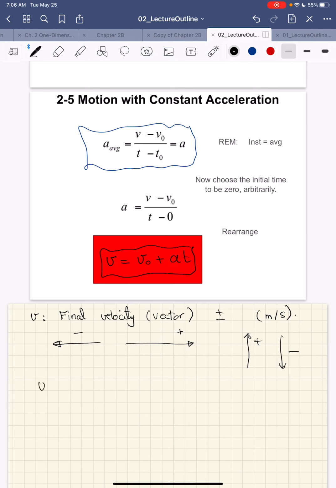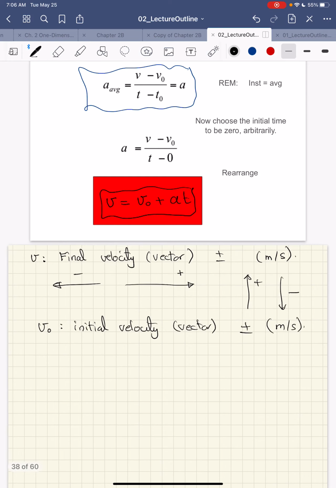Also, V0 is your initial velocity. Again, it's a vector, which means it can be a plus or a minus, and it is also measured in meters per second. A is the assumed constant acceleration. Again, it is a vector, so it has a plus and a minus. It is measured in meters per second square.